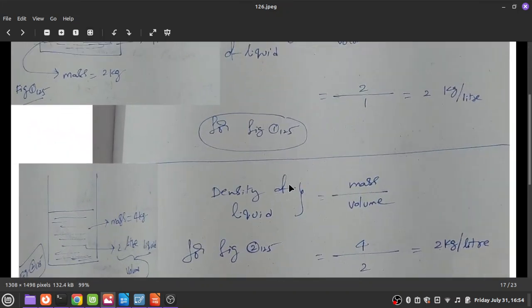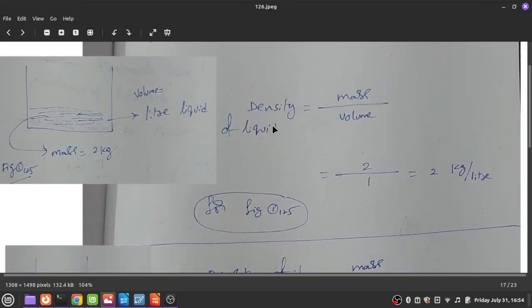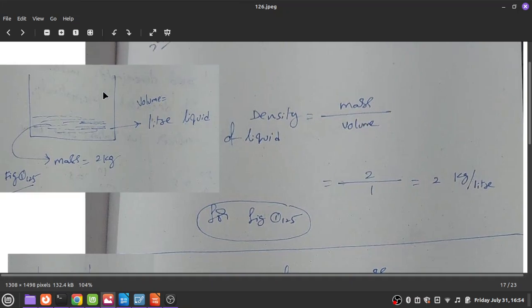This is an important slide. Here I have given the density of the liquid. The density of the liquid is defined as mass by volume. Consider the first case. Here the volume of the liquid is 1 liter and the mass is found to be 2 kgs. Substituting the values, mass as 2 and volume as 1, you get 2 kg per liter.